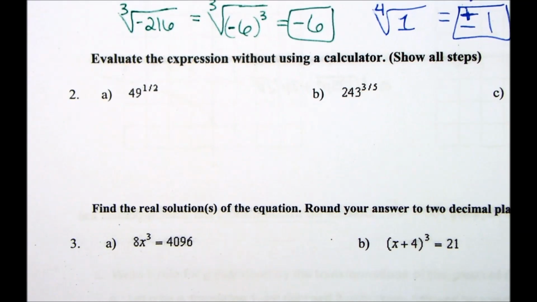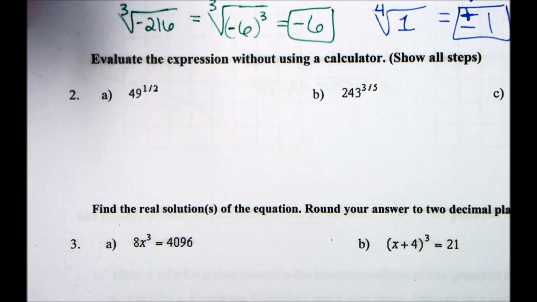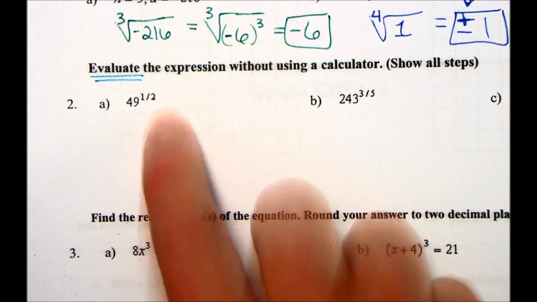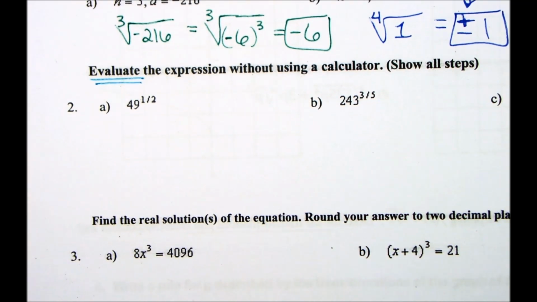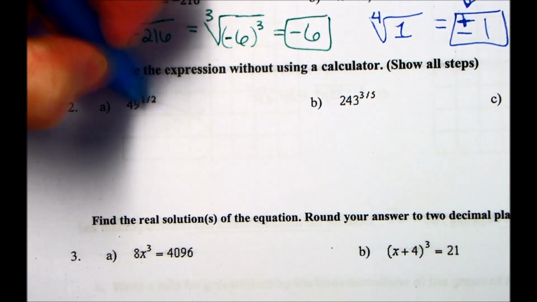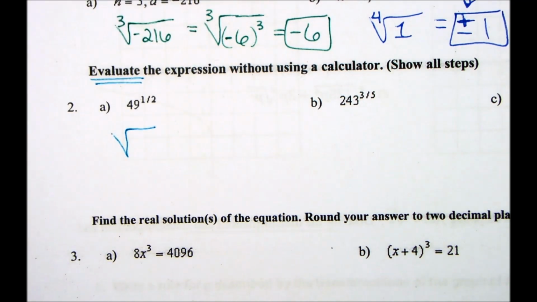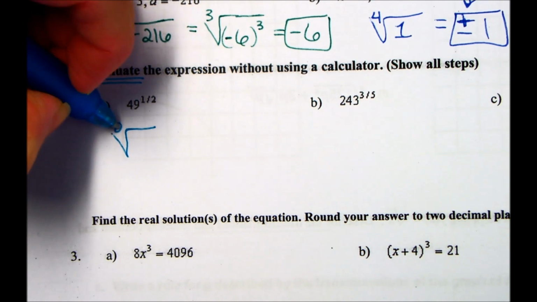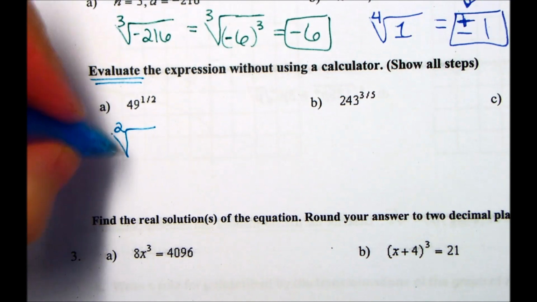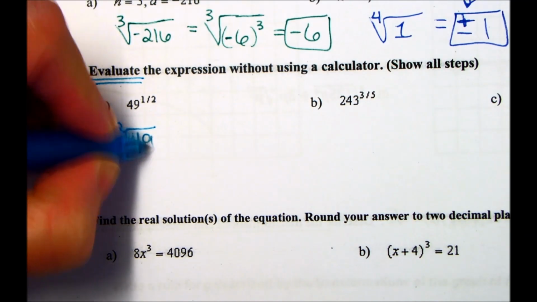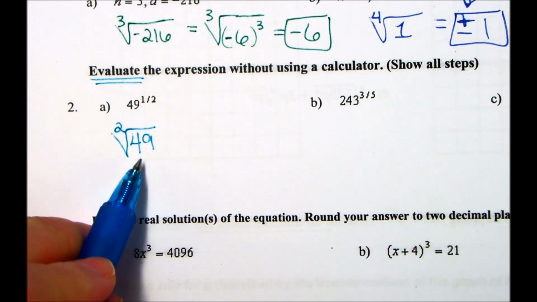Okay, so in the next section, we are asked to evaluate. So when you're evaluating the expression without using a calculator, you want to start with the root. These are numbers where you should show step by step how you could do this without a calculator. So the first thing would be to rewrite this in radical form. The 2 is your root. You don't have to put the 2. The 2 is the unwritten root. And then the radicand, or the base, is 49.